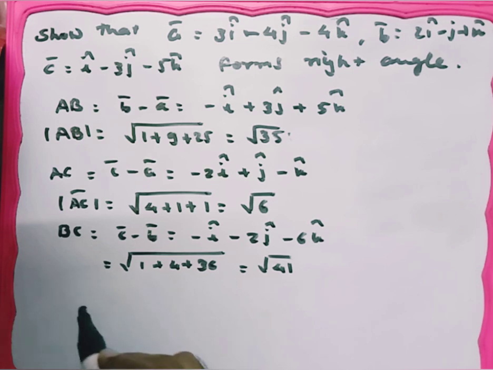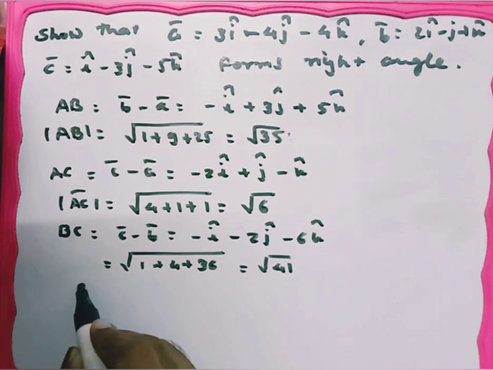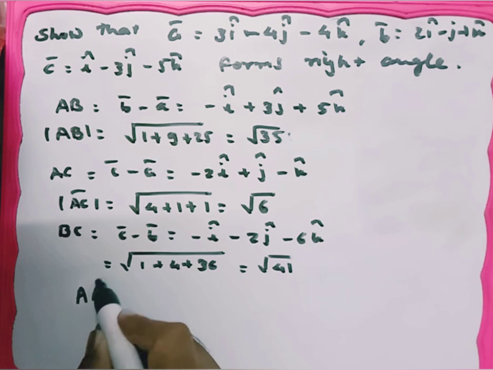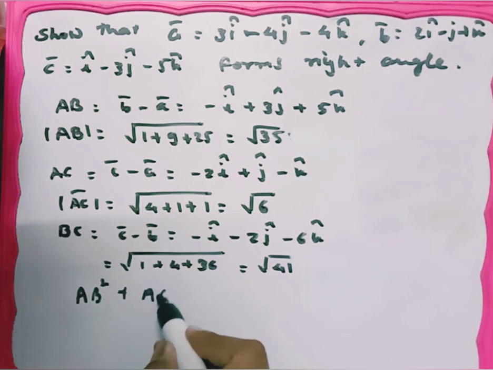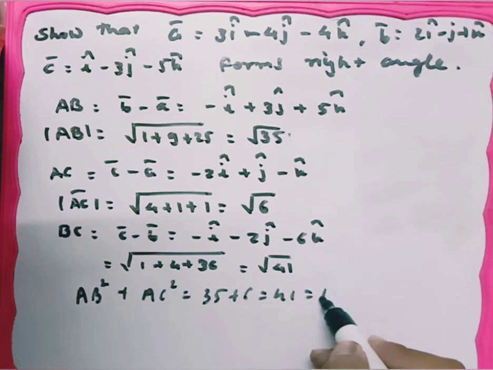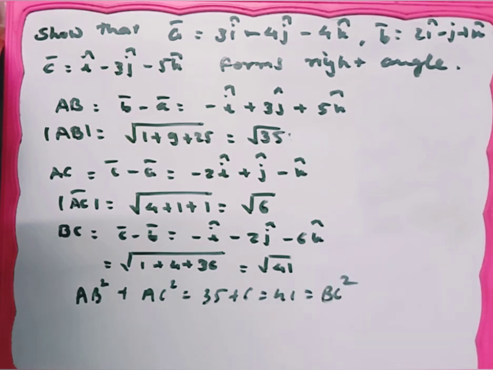Now here we can see that AB square plus AC square, we take, then 35 plus 6 equals 41, which is BC square, and so we can say that by the converse of Pythagoras theorem these 3 points form a right angle triangle.